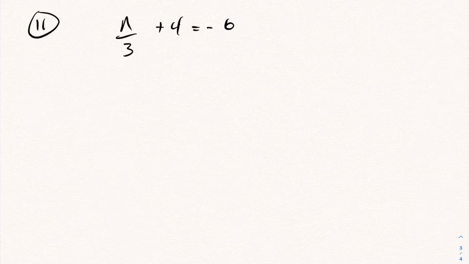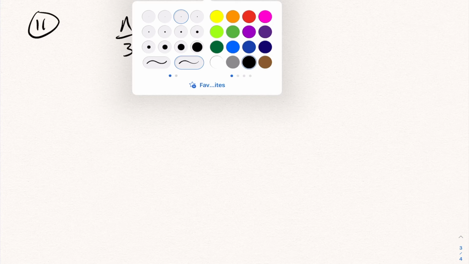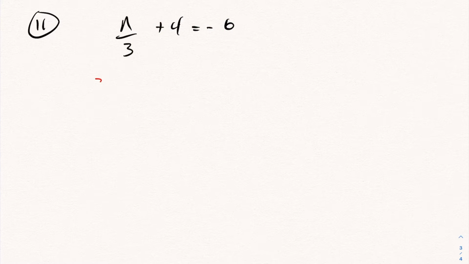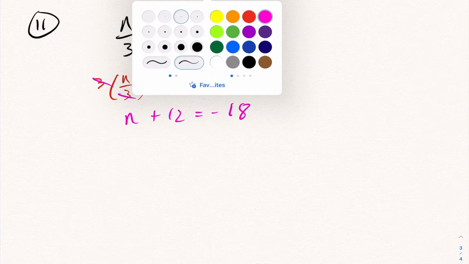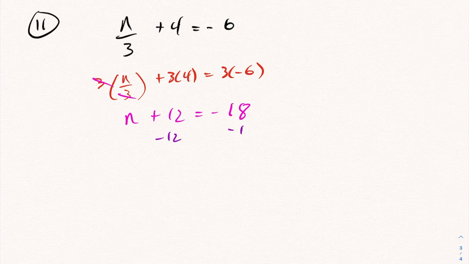Again, same approach with number 11 here. You want to get rid of the fractions right away. So in this case here, I want to multiply across by 3. So anything separated by addition or subtraction, we're going to multiply across by 3. And now those 3's will cancel. You get n plus 12 is negative 18. Then I'm going to go ahead and subtract 12 on both sides. And I get n equals negative 18 minus 12, which is negative 30.